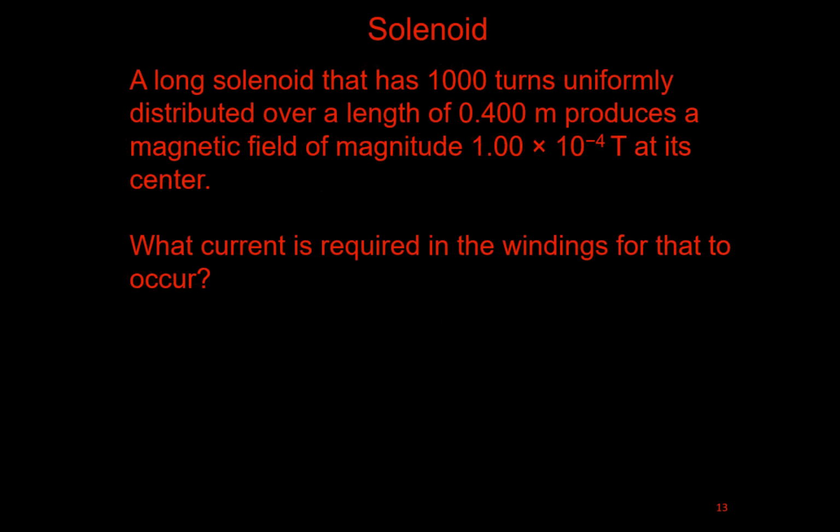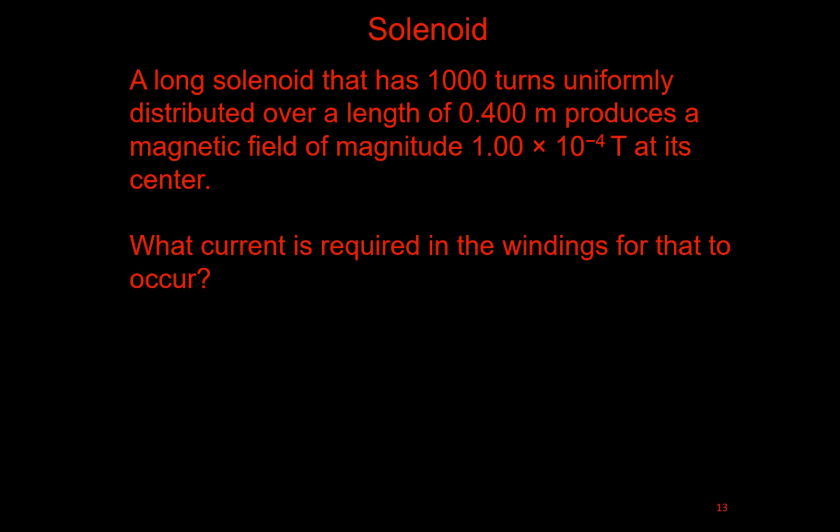Let's take a look at a problem. We've got a long solenoid with 1,000 turns uniformly distributed over a length of 0.4 meters, and we're producing a magnetic field of 1 times 10 to the negative 4 Tesla in the center. What current is required in the windings for that to occur? So we've got the number of turns, we've got a length, and we've got a magnetic field. We want to find the current.